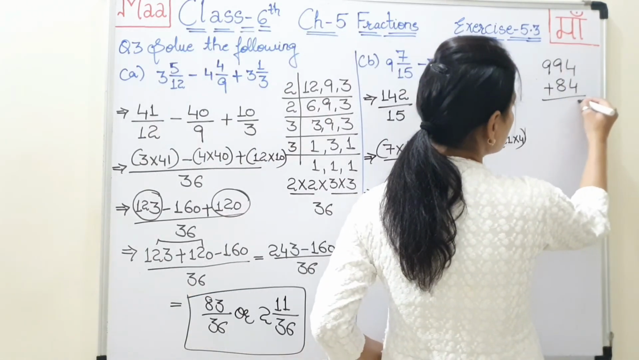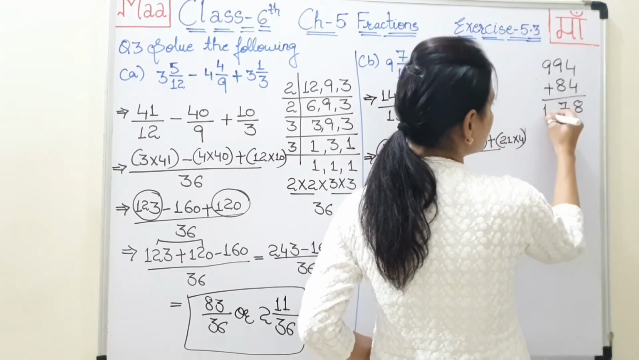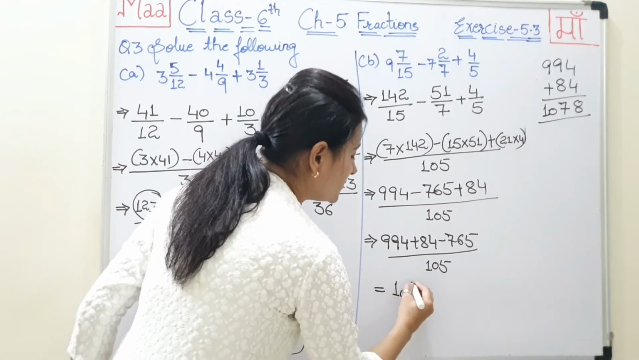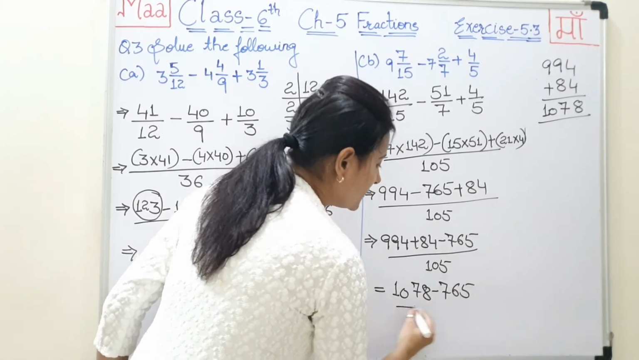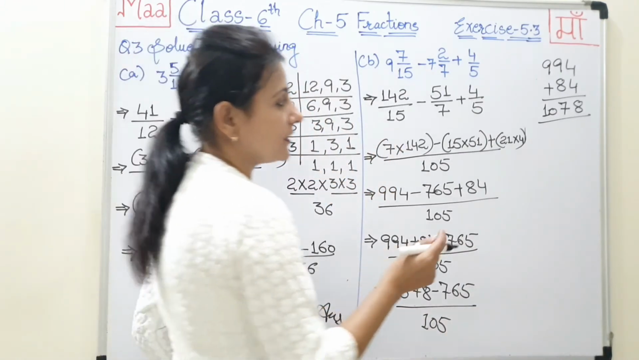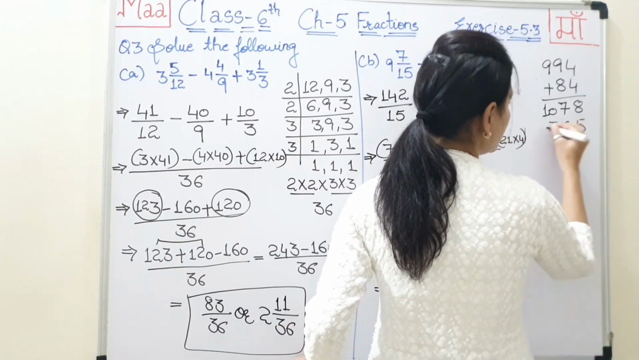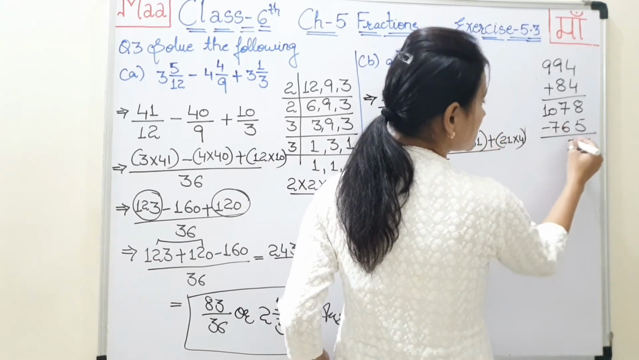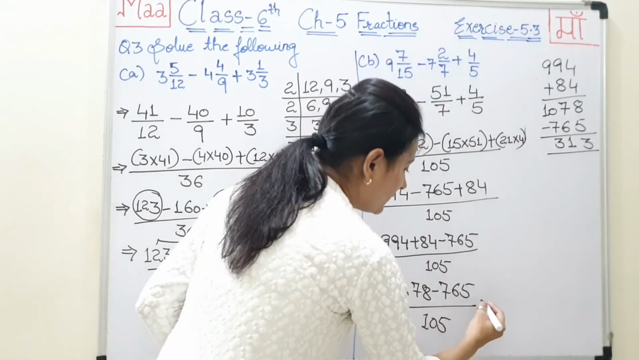सो एडिड 4 + 4 is 8, 9 + 8 is equal to 17 and 9 + 1 is equal to 10. So क्या आ गया हमारे पास में? हमारे पास में आ गया 1078 minus 765. इसमें से हमें 765 को सब्ट्रैक्ट करना है. अब आप जब इसमें से 765 को सब्ट्रैक्ट करेंगे सो व्हाट आंसर यू विल गेट? 8 - 5 is equal to 3, 7 - 6 is equal to 1 and 10 - 7 is equal to 3.